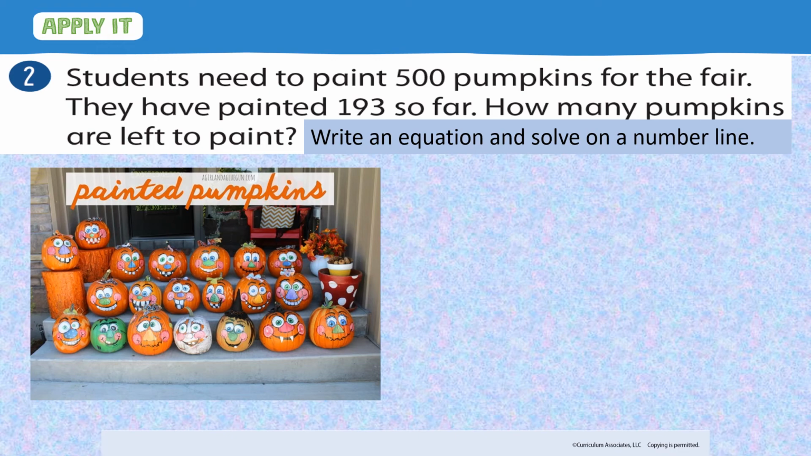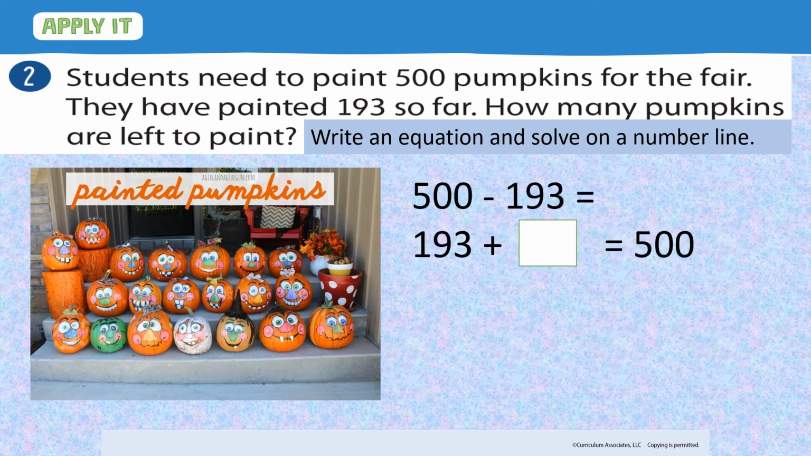Did you solve this problem with an addition equation or a subtraction equation? Is it a start unknown problem? No, it is not. We know the students need to paint 500 pumpkins and that they have already painted 193 pumpkins. You could have written an addition or subtraction equation. You can see that these two equations are part of a fact family. We are using the same numbers, but we're changing the order to represent either addition or subtraction.